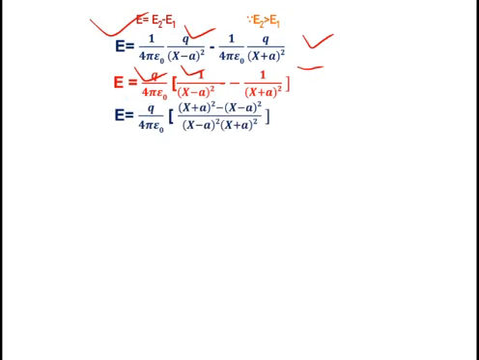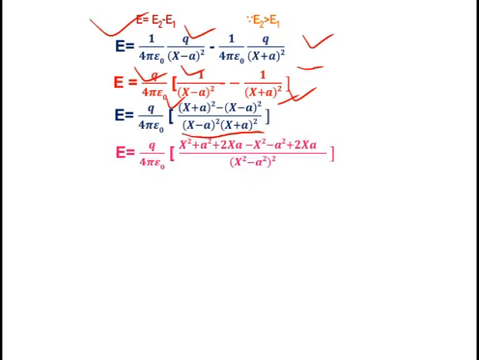Next step, E is equal to Q divided by 4 pi epsilon naught. Take the LCM now. So this (x plus A) whole square goes to the numerator and this one also goes to the numerator. In the denominator, multiply both the factors. So (x plus A) whole square minus (x minus A) whole square, divided by (x minus A) whole square into (x plus A) whole square.